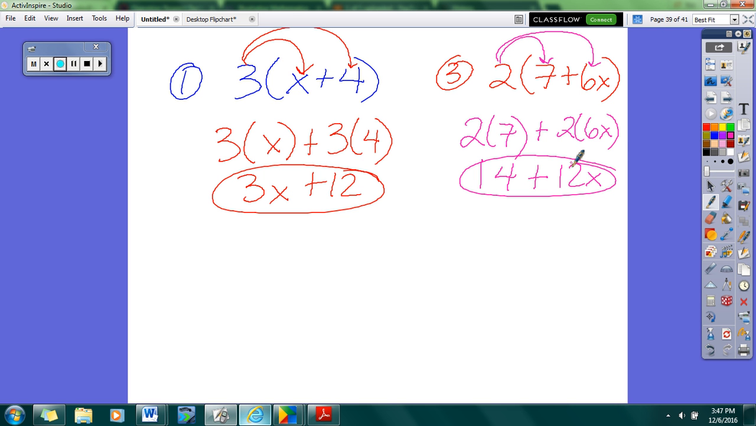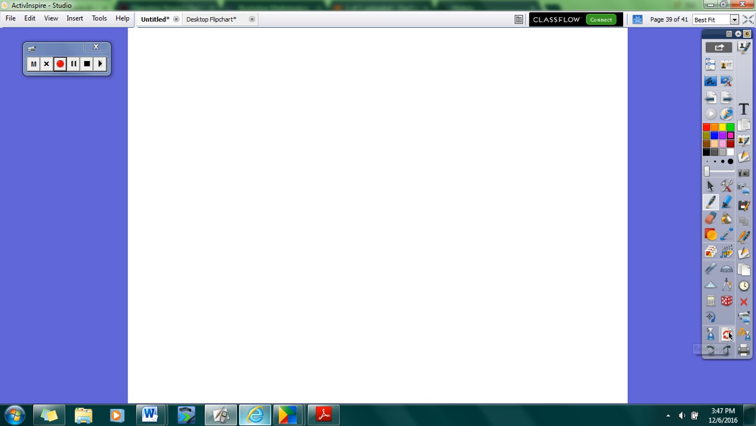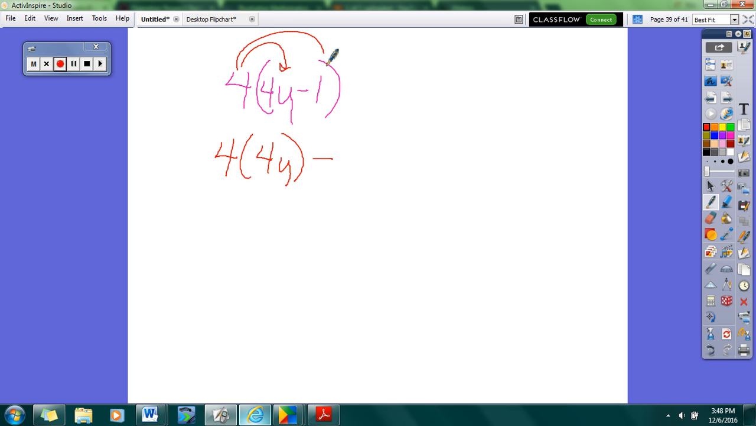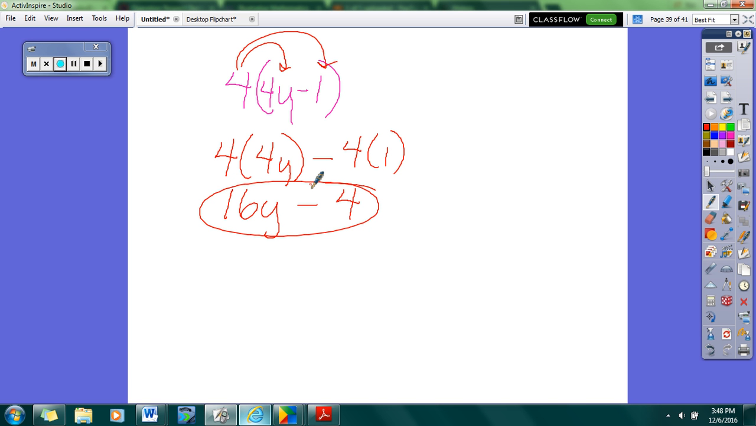Let's go over number 5. Number 5 says 4 times 4y minus 1. So the difference between this one and the previous problem is instead of a plus 1, we have a subtract 1. So I'm still going to take that 4, and I'm going to distribute it to the 4y. So I get 4 times 4y minus the 4 times the 1. Okay? I'm left with 4 times 4 is 16y minus 4. That's my simplest form.